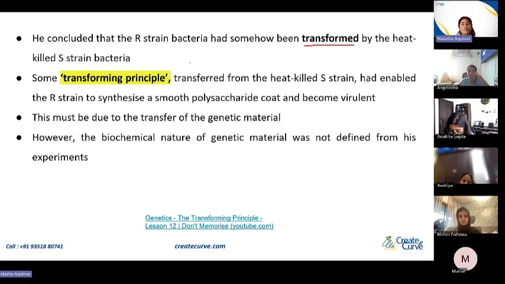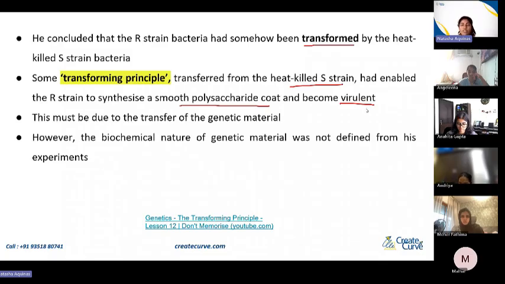It transferred from the heat-killed strain, went to the R strain, and now the R strain was able to synthesize a smooth polysaccharide coat and it became virulent. Do you understand this? The R strain is a rough strain. It does not produce the polysaccharide coat. But when you mix it with the heat-killed S strain, it is able to produce a smooth polysaccharide coat and it becomes virulent. So therefore the mouse dies.